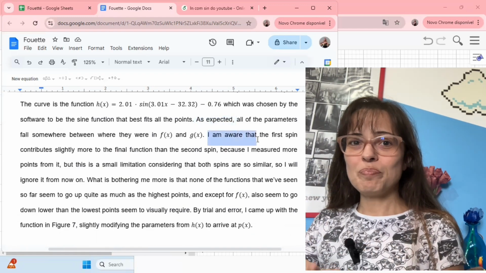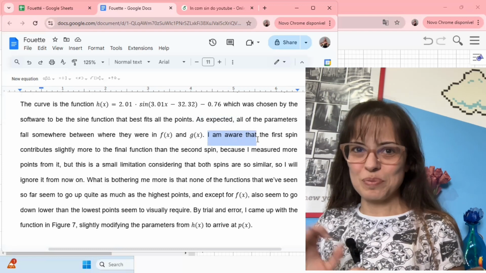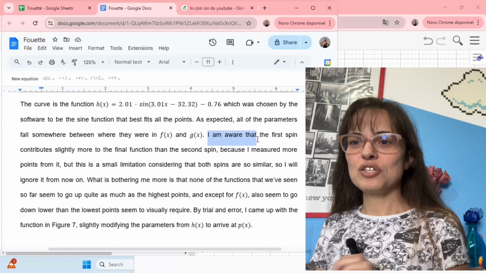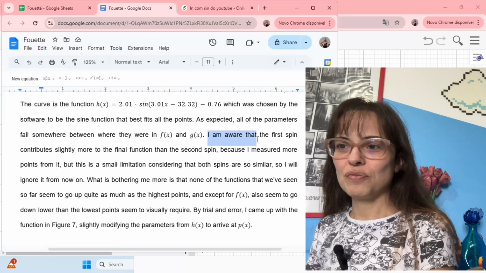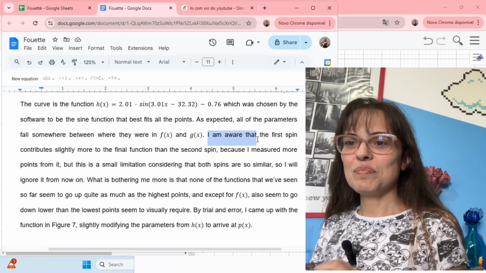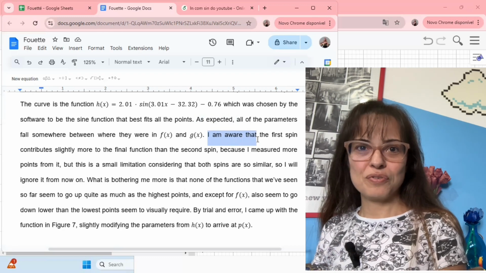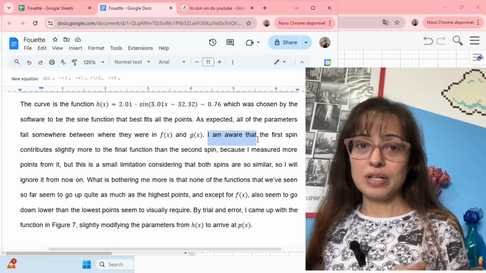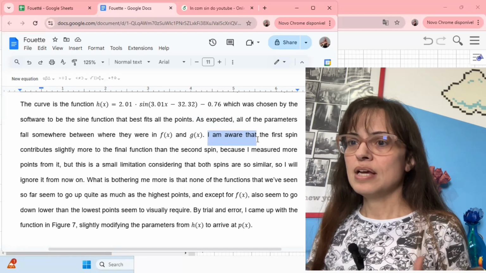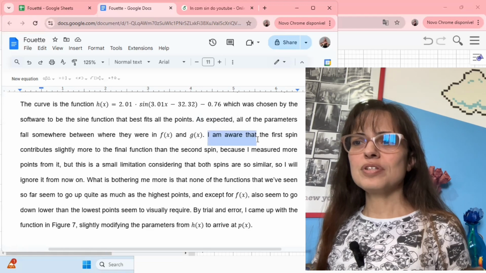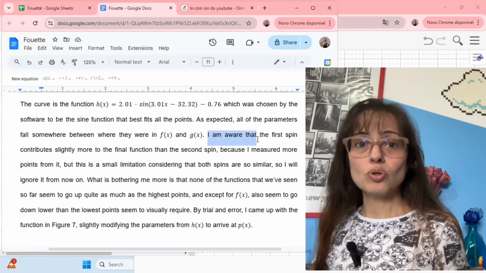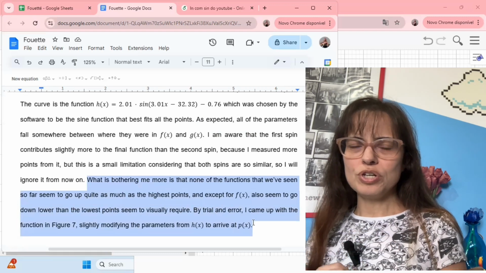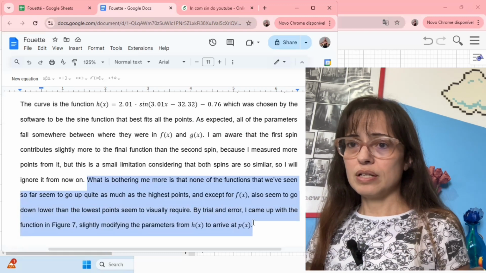Now here's a little bit more deep reflection. This is maybe not entirely descriptive. I am aware that the first spin is contributing slightly more to the final function than the second spin because I measured more points from the first spin. Of course, I'm going to ignore that entirely, but I am commenting it because it is reflection. So I say this is a small limitation considering that both spins are so similar, so I will ignore it from now on. And then this next part, I admit it was kind of a weird choice for me to go into that at all.